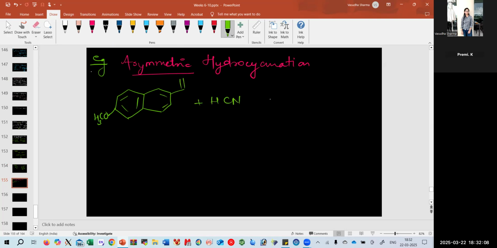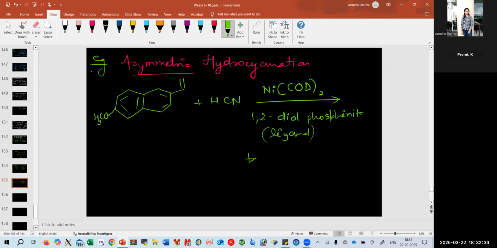and treat it with HCN. Now here the catalyst is your nickel COD. This is not chiral. For introducing chirality, you're expecting to have some chirality in your center. And the ligand, because COD is going to come out, and here we are adding a phosphinite ligand. This is your ligand, a 1,2-diol derivative, in a solvent medium of toluene, at 25 degrees.